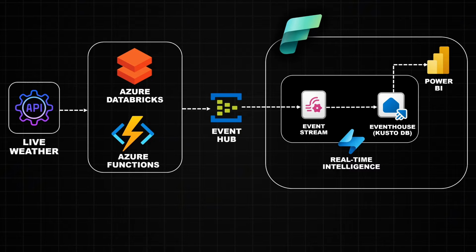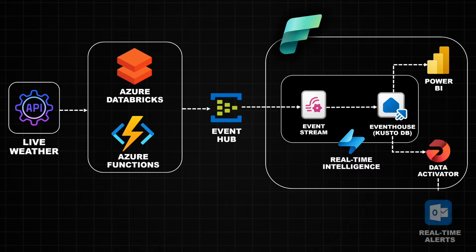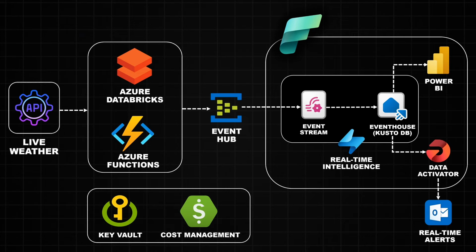Finally, the most exciting part of this project is the use of a component called Data Activator. This component will be used to send real-time alerts via email whenever we receive reports of any unexpected extreme weather condition from the API. And then we'll also be using Azure Key Vault to securely store all sensitive information such as keys and tokens for authentication. Additionally, we will cover the cost management aspects of the project, discovering the cost incurred by each resource and exploring effective ways to manage and optimize these expenses.